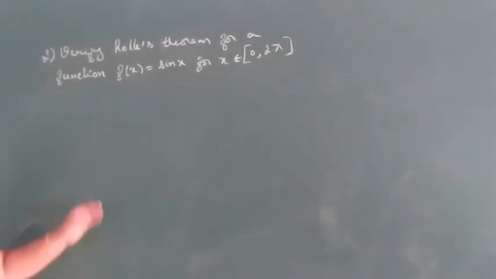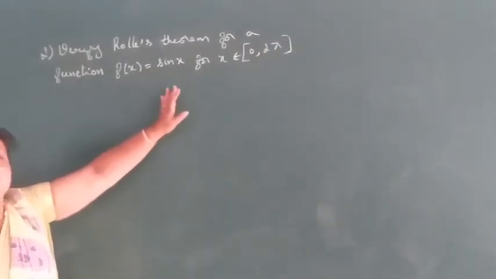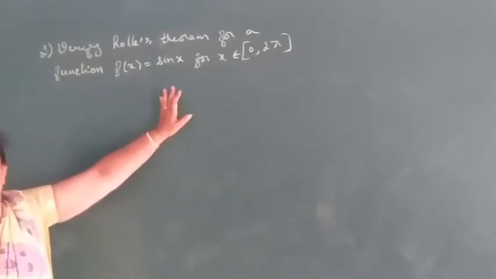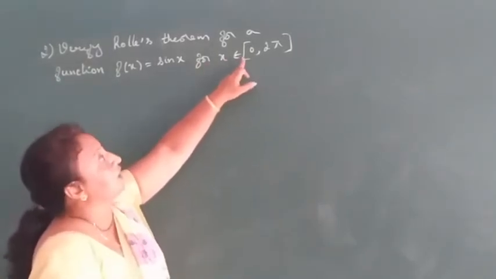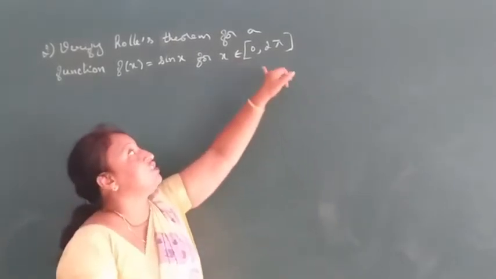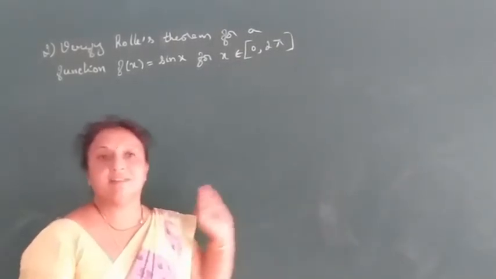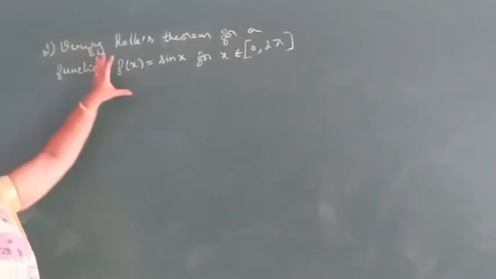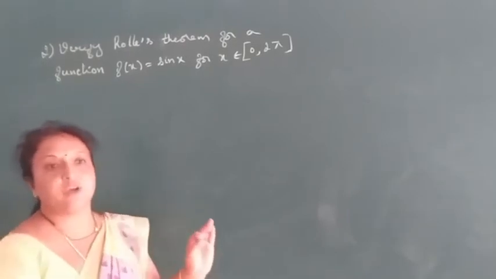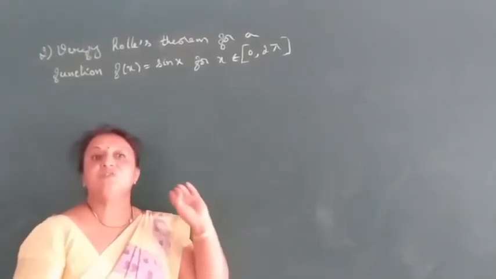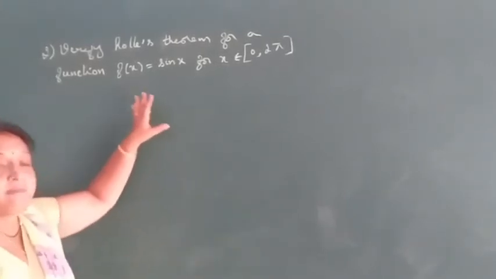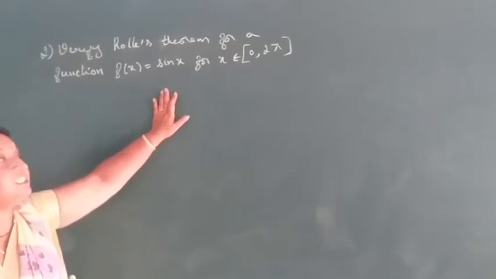So this problem has a trigonometric function. f of x equals sin x. Trigonometric functions are continuous and differentiable. Here the interval is the closed interval 0 to 2 pi, that is 0 to 360 degrees. We check whether this function satisfies Rolle's theorem. For Rolle's theorem it must be continuous, differentiable, and f of a equals f of b. We know sin x is continuous and it is differentiable.